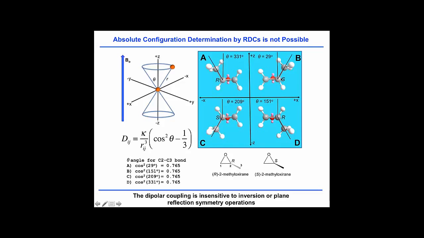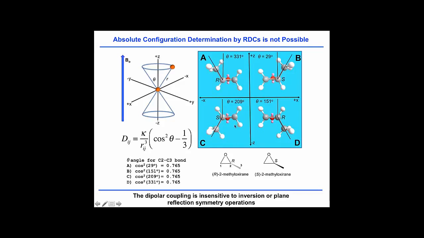And here what I did is the mirror image, the inversion, and then I calculated for different angles for this methyl group. You can see that regardless of the angle, when we do the reflection, the cosine square of 29, 151, 209, or 331 degrees is 0.76. It's the same.